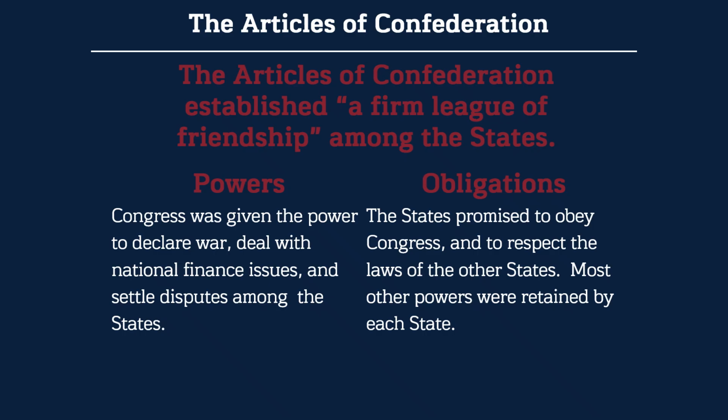Now, our first form of government was known as the Articles of Confederation. Each state was considered independent and they were in a firm league of friendship with each other. Congress was given powers such as the power to declare war, deal with national finance issues, and settle disputes among the states. And the states promised to obey Congress and respect the laws of the other states, but most powers were retained by each individual state.